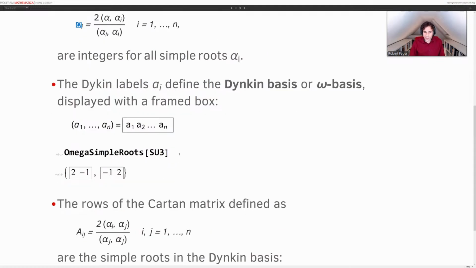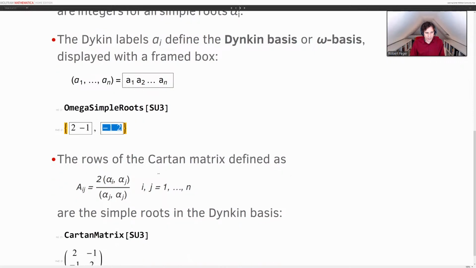And also LieArT is using this kind of visualization. So you can get the simple roots of SU3 with this command, omega simple roots, and it will give you the simple roots in the omega basis or in the Dynkin basis. And it looks like this. So these are the 2 simple roots of SU3. These are the Dynkin labels, 2 and -1 for the first one, and -1 and 2 for the second one.